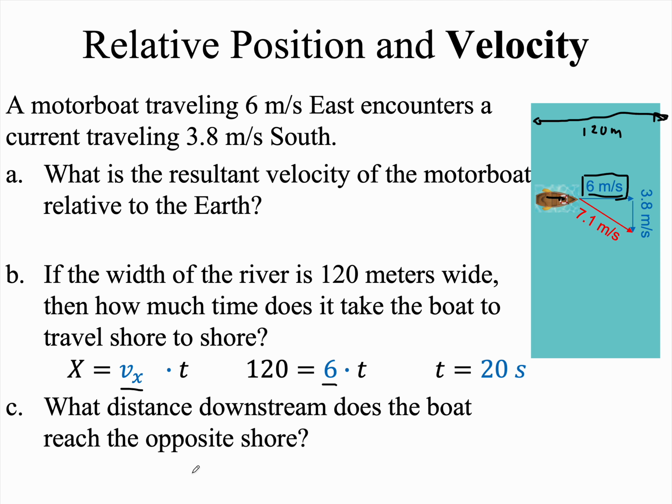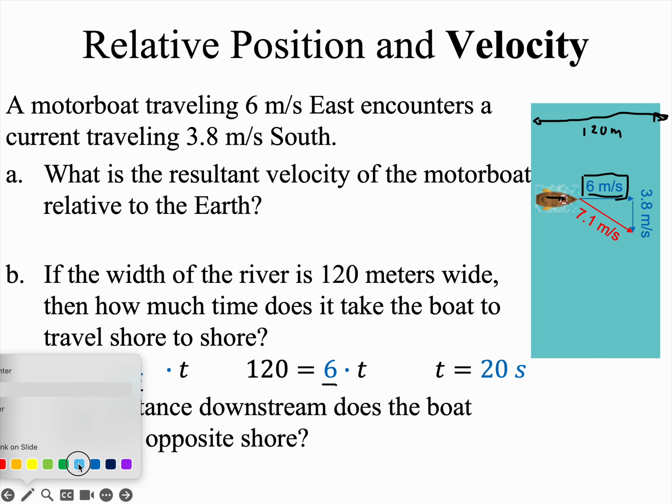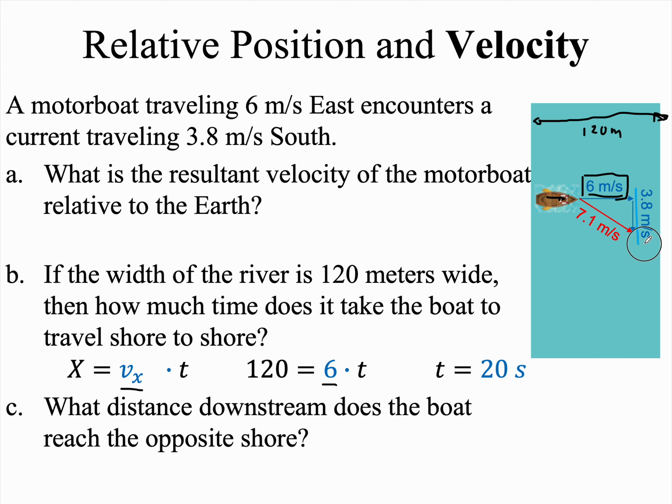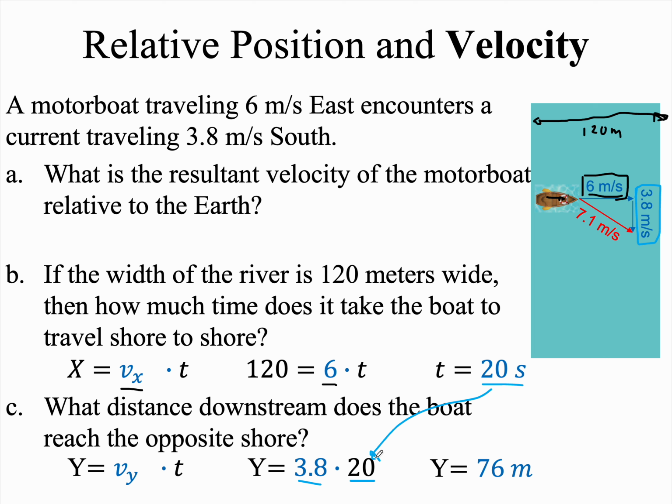What distance downstream does the boat reach the opposite shore? Well, here is where the stream's velocity is going to make our difference. That 3.8 meters per second is carrying us downstream for this 20 seconds. Basically, how far does it move in the y direction? Just the vertical velocity times time. There is no acceleration in the vertical, so I can just leave off the 1/2 at squared. So in this case, the velocity is 3.8 meters per second. The time is 20 seconds from up here. And if you multiply that out, it's going to end up 76 meters downstream. Hopefully that makes some sense.